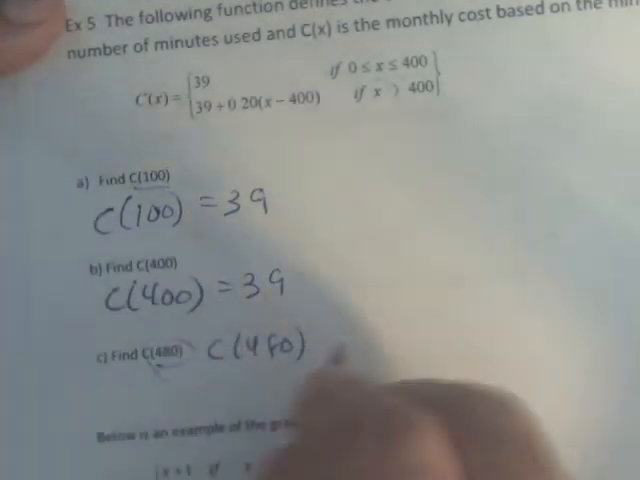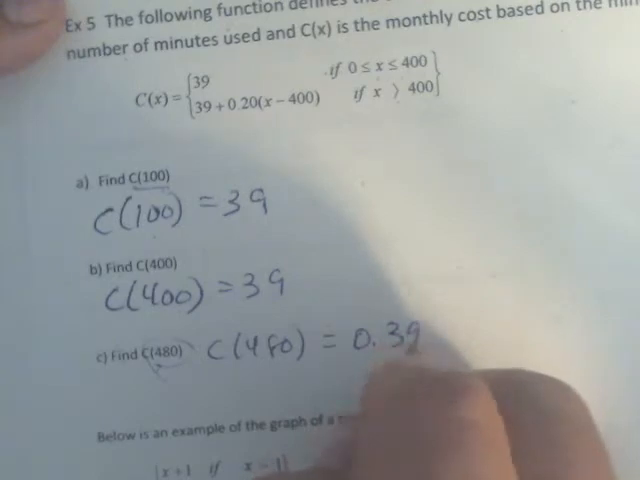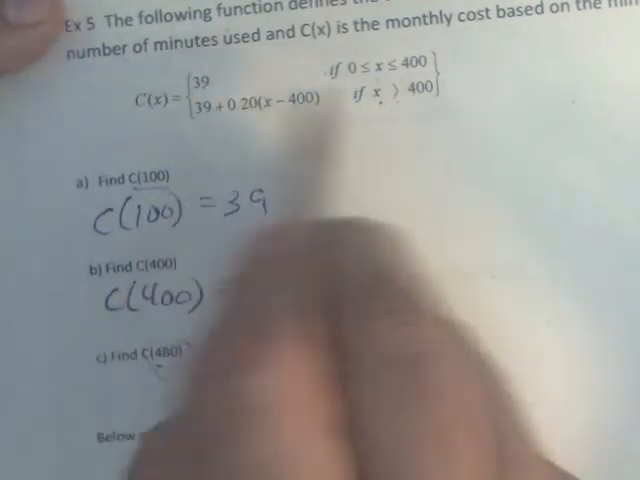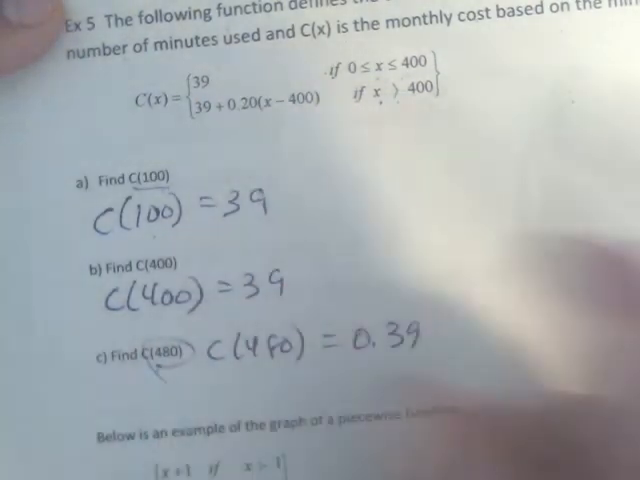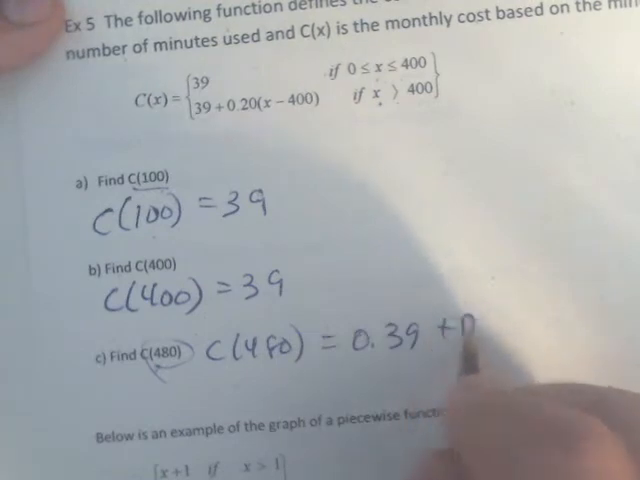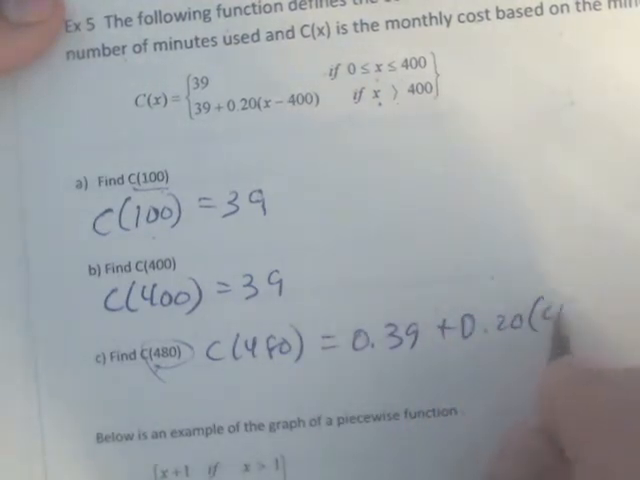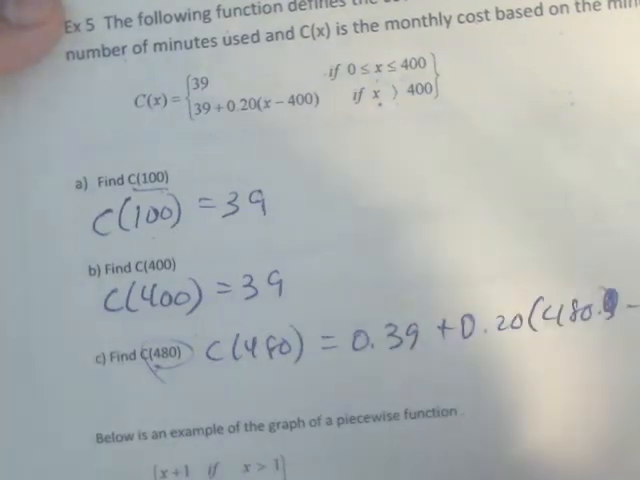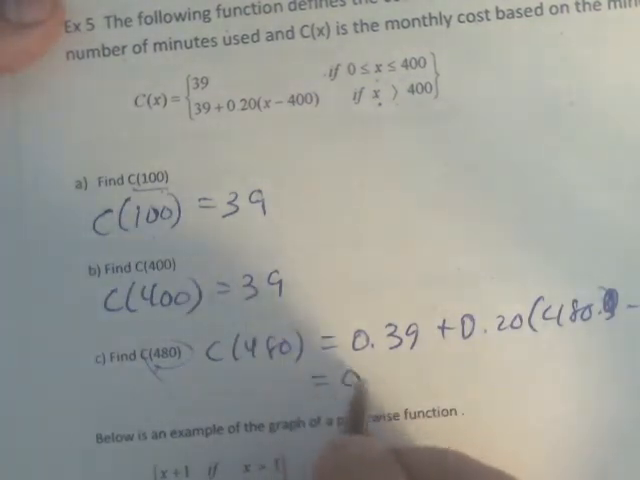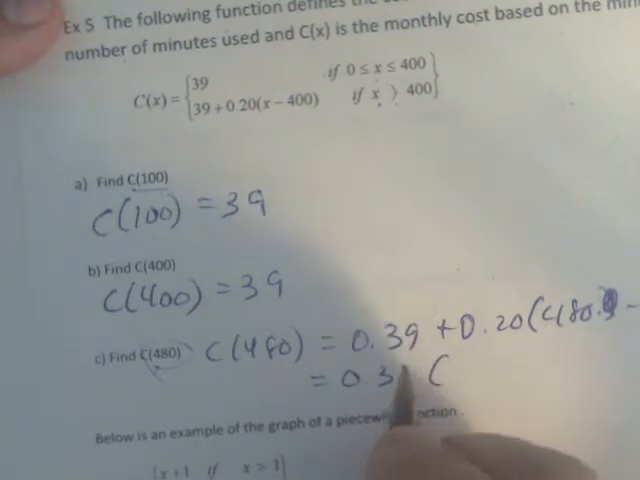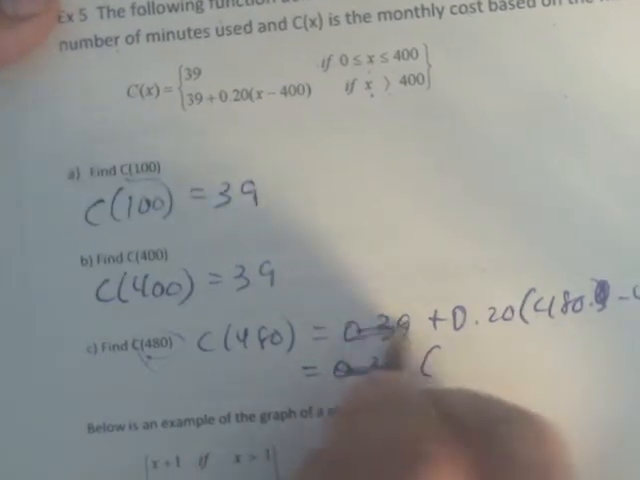Now, if I go over my 400 minutes, then I've got to use the other equation because now my x is bigger than 400. So it's 39 times 0.2 times 480. I do this every time, minus 400. So it's 0.39, or excuse me, 39.